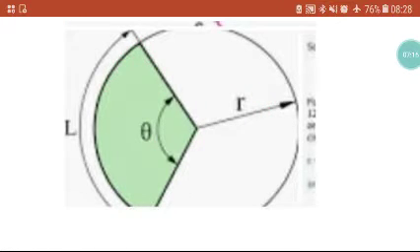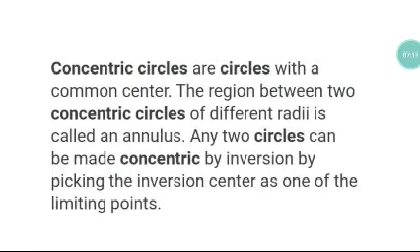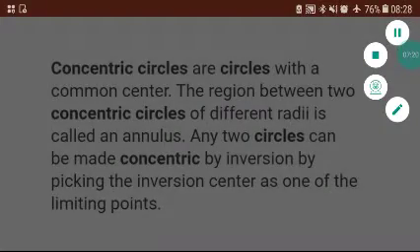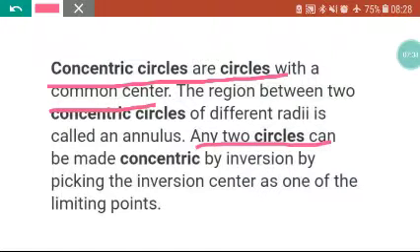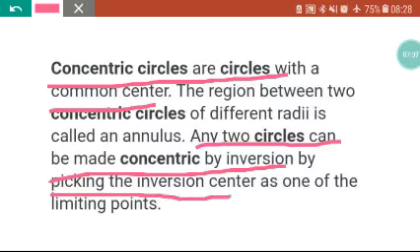Now what is next? Next is concentric circles. These are very important. You have to understand all this, then we can very easily understand the circle chapter. Concentric circles are circles with a common center. Any two circles can be made concentric by inversion, by picking the inversion center as one of the limiting points.